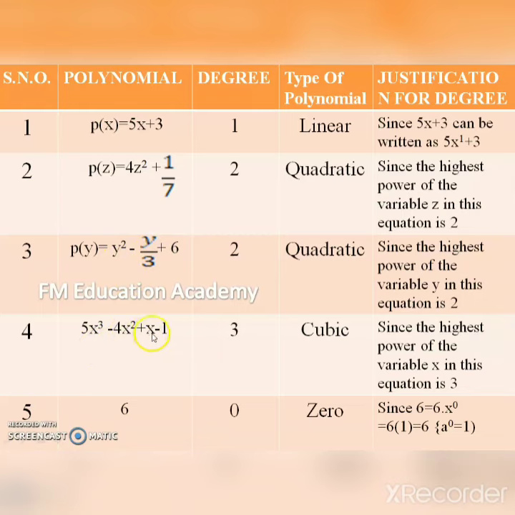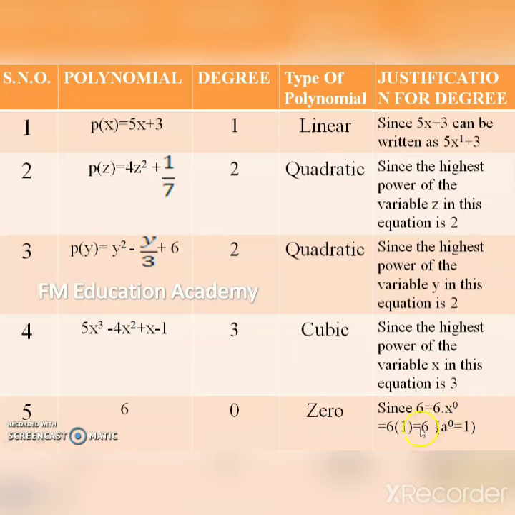Now in this 5x cube minus 4x square plus x minus 1, as the highest power is 3, the degree is 3 and it is a cubic polynomial, because a polynomial whose degree is 3 is called a cubic polynomial. Now the last is 6. 6 is also a polynomial. Why? Because 6 can be written as 6 into x power 0. We know any expression which can be written as a into x power n is called a polynomial, even if it has one term, because it has a countable number of terms. So here 6 can be written as 6 into x power 0. And what is the value of x power 0? x power 0 can be compared to a power 0. I know a power 0 is 1.